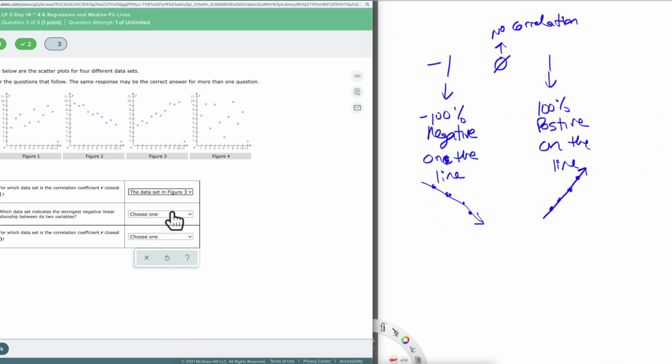Which data set includes the strongest negative linear relationship between its 2 variables? Well, we only have one negative here. This is the only one that's showing a negative relationship. So pretty easy to grab this one, it's going to be figure 2. If there were more than one, when it says strongest, that means which ones are closer together, right? They're going to be closer to that 100% or -100% mark. For which data set is the correlation coefficient R closest to 0? Okay, we're looking for the cloud, the kind of blah one, so that's going to be figure 4.